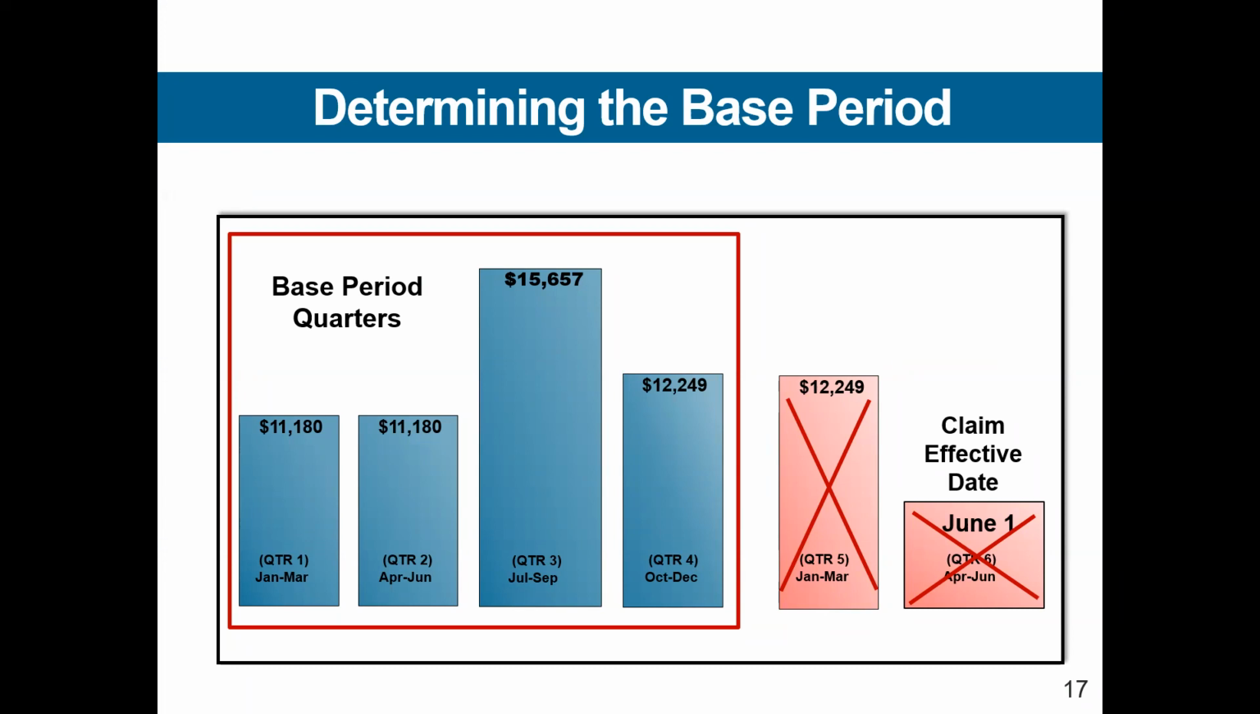Instead, we're going to go back to the previous 4 quarters and select the quarter with the highest earnings within that time frame. So in this example, the highest quarterly earnings were quarter 3, July through September, with $15,657. I'm going to use that amount in an upcoming example here shortly.